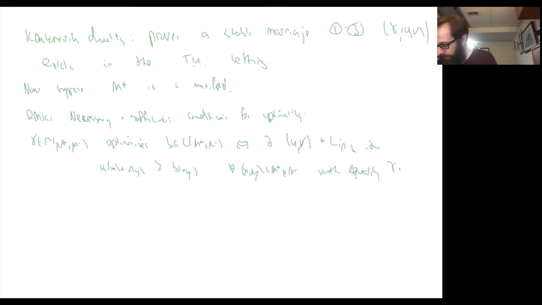So that's point one. And point two is conversely, U and V in lit B optimize the dual problem if and only if there exists gamma in the space joint, such that the same condition holds.